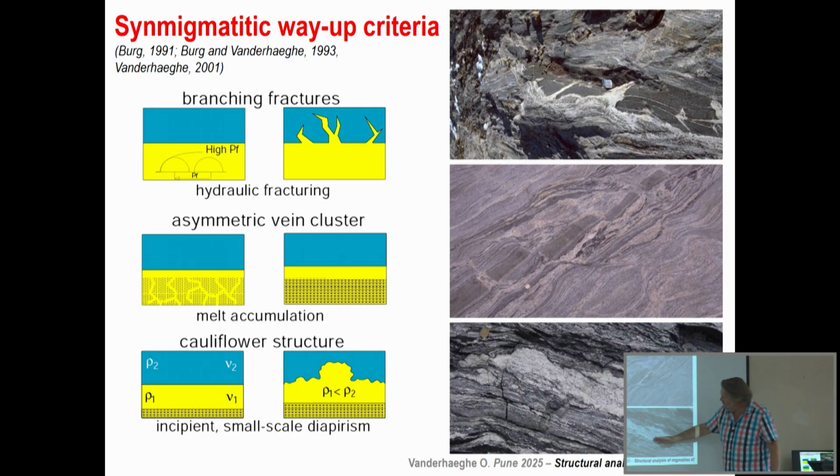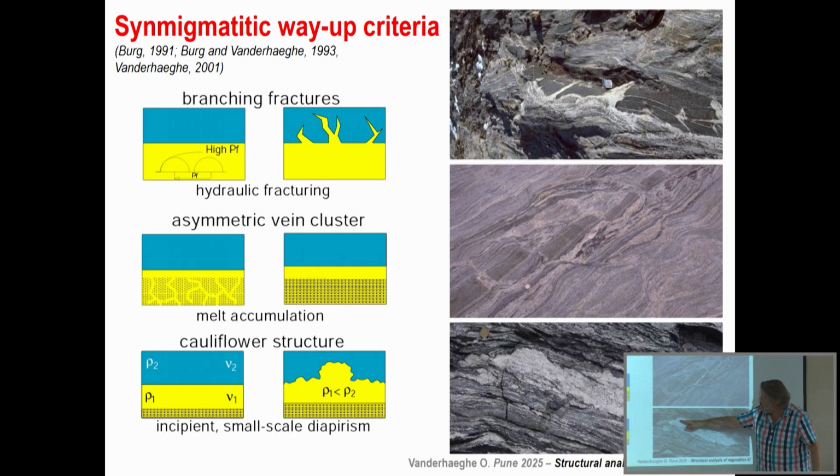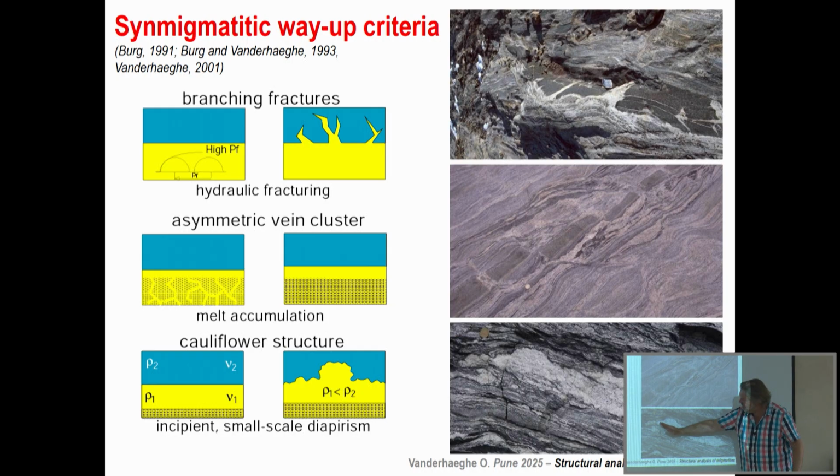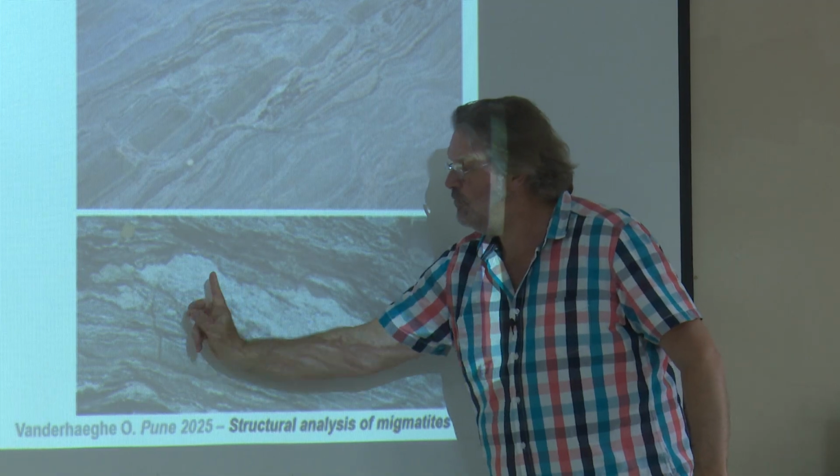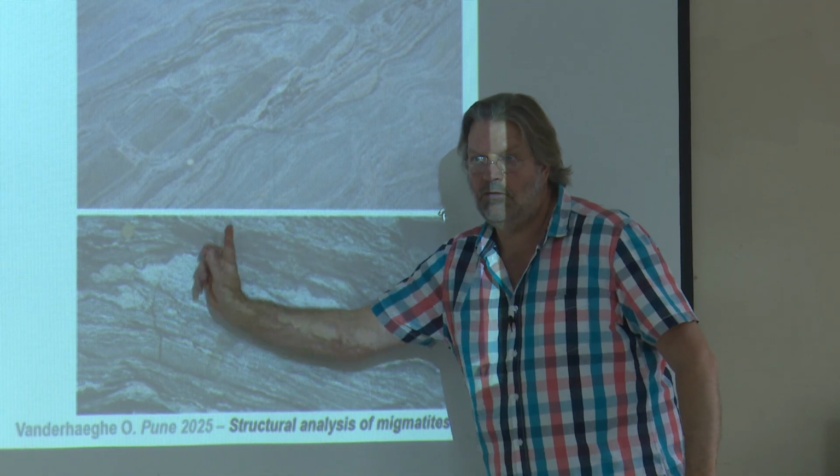Another type of polarity structure is what we call cauliflowers. You see one side of the leucosome vein is fairly straight, parallel to the foliation, and the other side is sort of rounded and is discordant to the foliation. We took that as evidence of small diapirs. It also tells you the polarity.